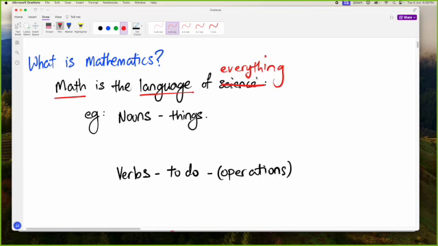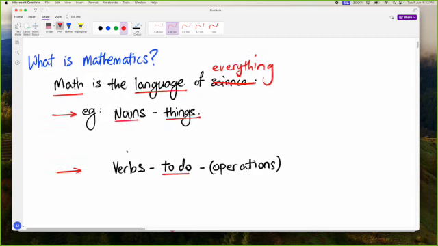Everything that exists in the entire universe, right? So maths is a language. It is the language of everything. And like any other language, like in the English language, we have nouns. Nouns are things. And then we also have verbs, and verbs are what you do with those things. We also have things like adjectives and other kinds of words too, right? So we're going to talk about that.